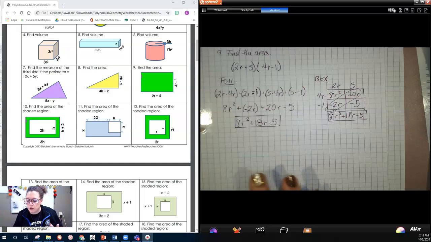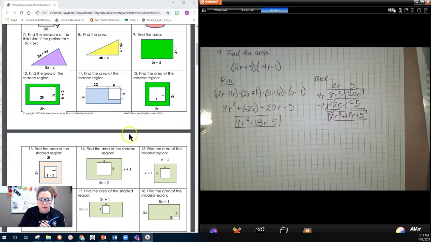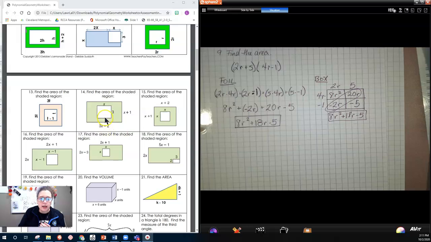Doesn't matter to me which one you use, but there's both of them. We got the same exact answer either way. So what we're going to do is look at another example, and this time I'm going to scroll. I'm going to look at question 14.